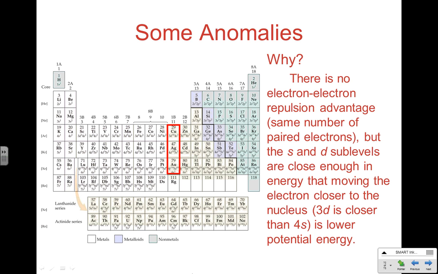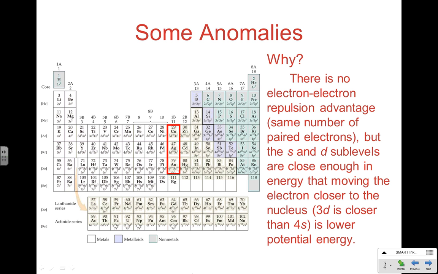Once again, there's no electron repulsion advantage here, so we're looking at a slightly different situation because we've got the same number of paired electrons in both cases. But the s and d sublevels are really close in energy, and when you go from the 4s to the 3d, you're actually changing your distance from the nucleus. So you're close enough in energy that moving the electron closer to the nucleus, the 3d is closer to the nucleus than the 4s, is lowering potential energy. Stronger force of attraction, lowering the overall potential energy.